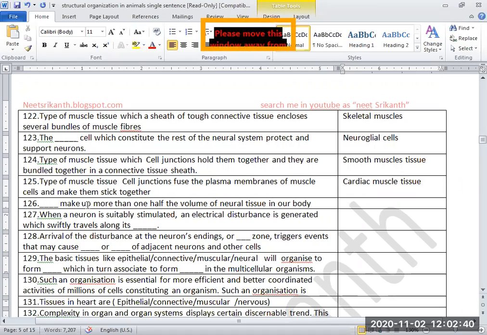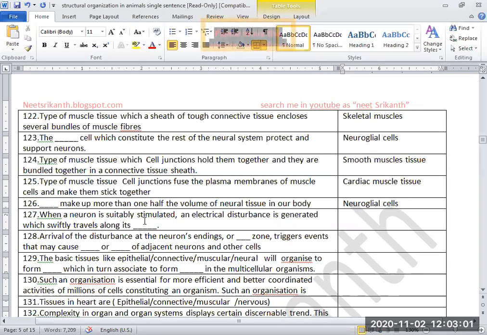Dash make up more than one half of the volume of the neural tissue in our body. Very important question, previously asked. Neuroglial cells, we can say neuroglial cells.